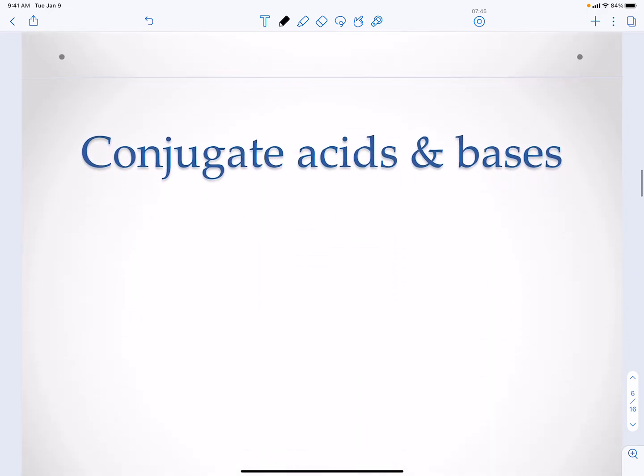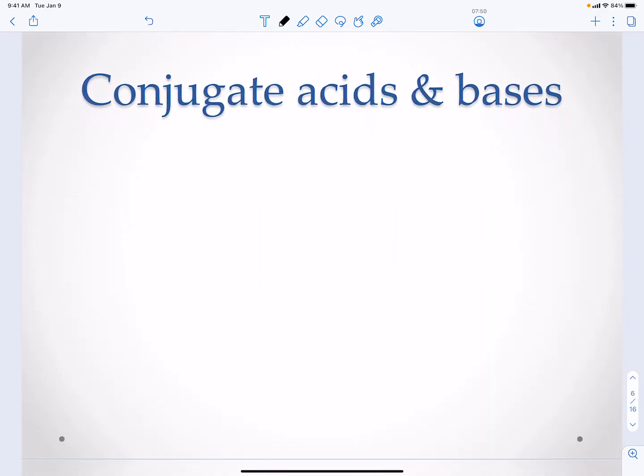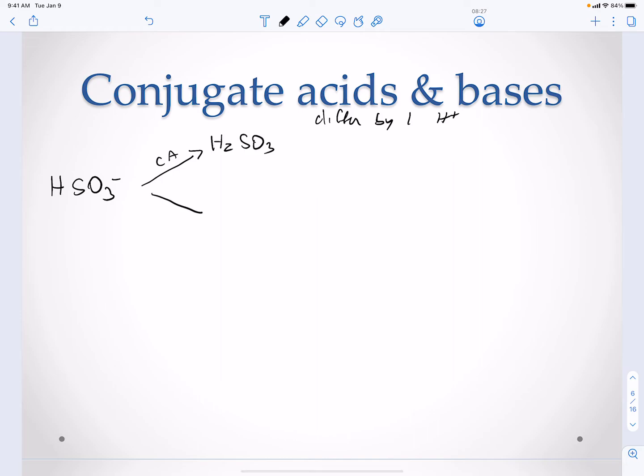Okay, so now let's talk a little bit about what we mentioned earlier, which is conjugate acids and bases. So again, these are going to be two substances that differ only by a single hydrogen, and they're referred to as conjugate pairs. And so we have our hydrogen sulfite as an example. And so hydrogen sulfite, if it becomes sulfurous acid, H2SO3, this is going to be a conjugate acid. And then if you're going to take away a hydrogen, you're going to have a conjugate base formed, sulfite ion.